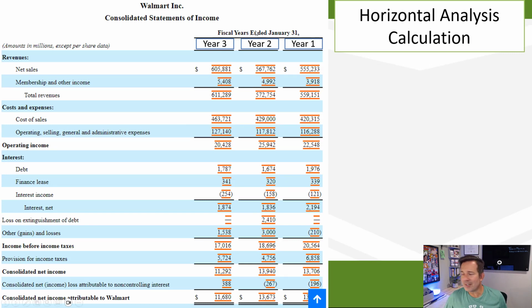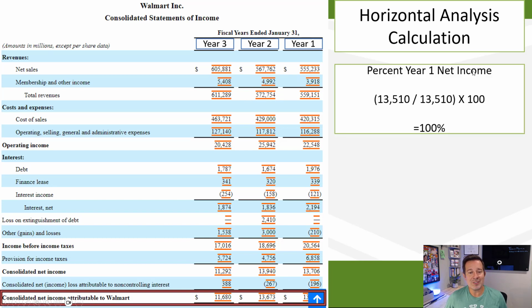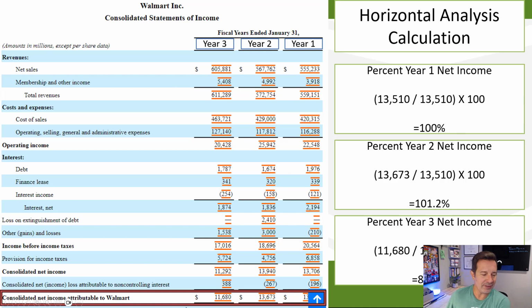We've got the exact same income statement. You can see down here at the bottom we have net income. Just offhand, I can tell that net income, in fact, did not go up in a manner similar to our net sales. If we take percent year 1 net income, divide net income by itself, multiply by 100, again, our base year is 100%. Year 2 right here, 13,673 divided by our base year, 13,510, multiplied by 100, we see our net income went up 1.2% from year 1 to year 2.